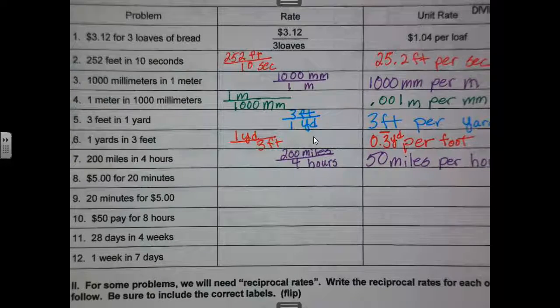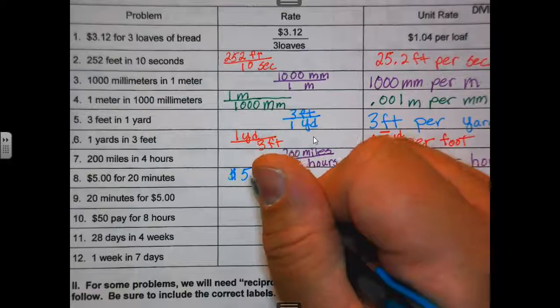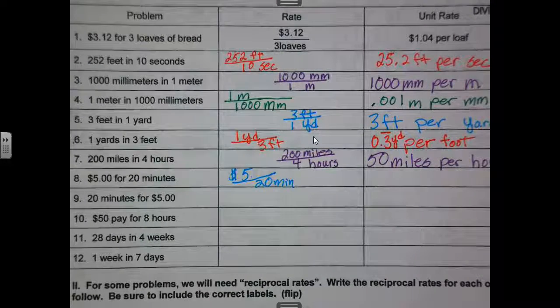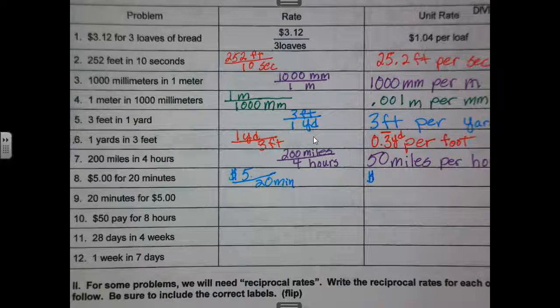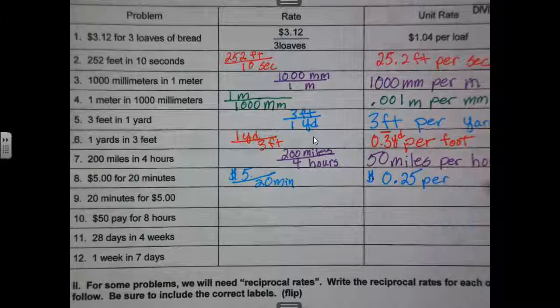All right. How about number 8? Well, it would be $5 for 20 minutes. What's my unit rate? Not quite. That's if they were reversed. 5 divided by 20? 0.25 dollars per minute.